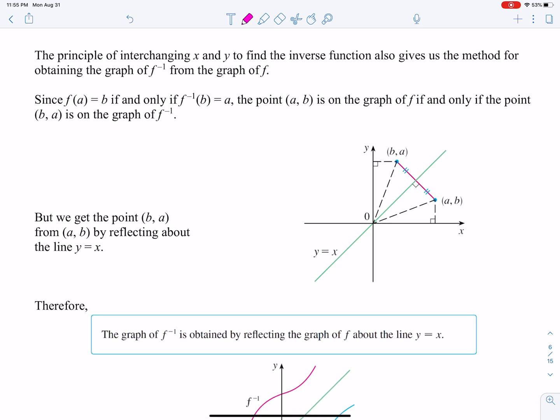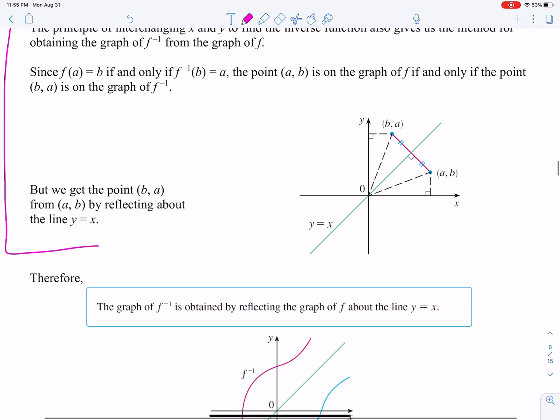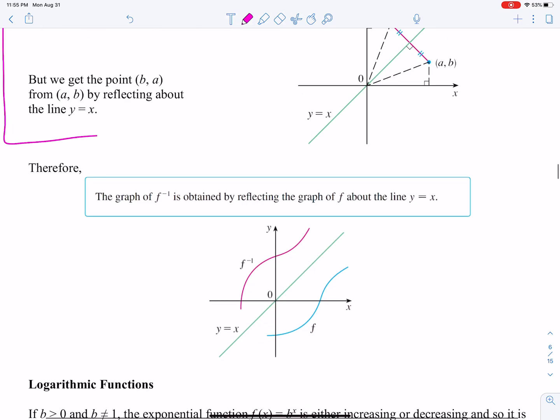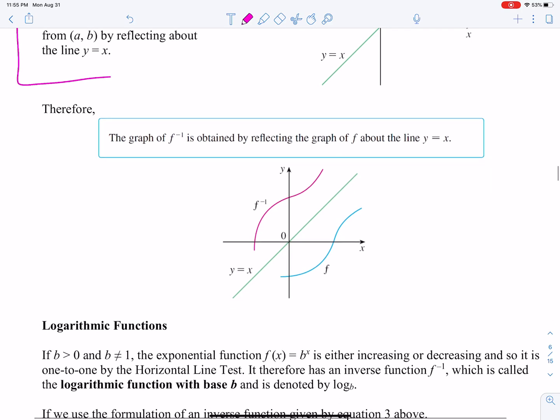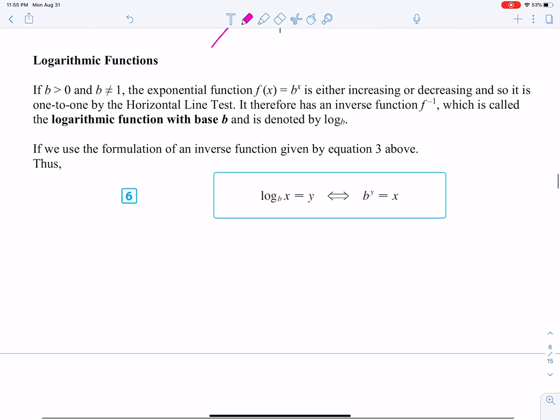Okay, so the next part, this part, you can read over. Just a little bit of information, nothing big there. This is reflections. So the graph of the f inverse is obtained by reflecting the graph of your function about the line y equals x. Okay, just a little bit to remember there.